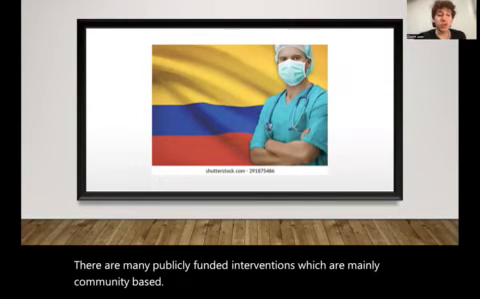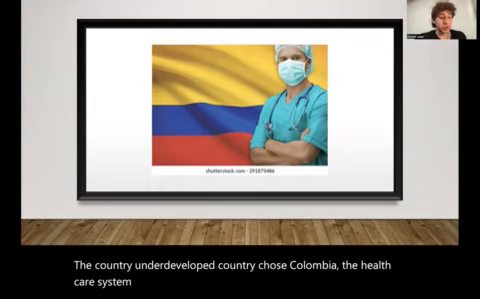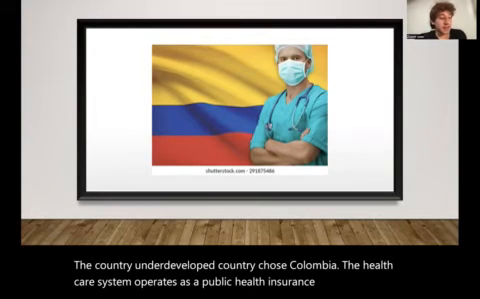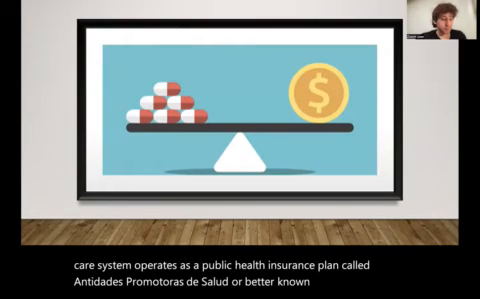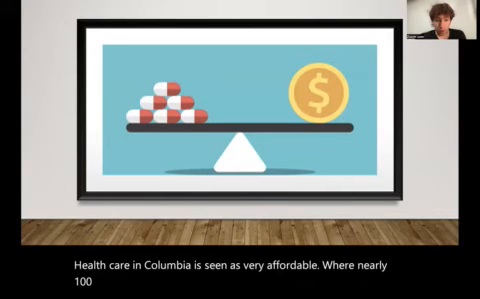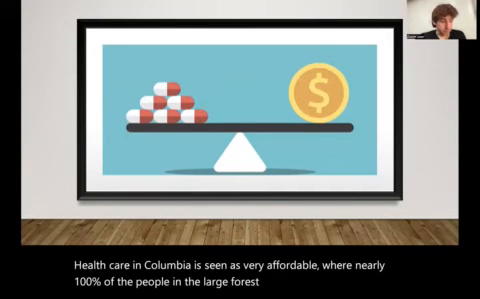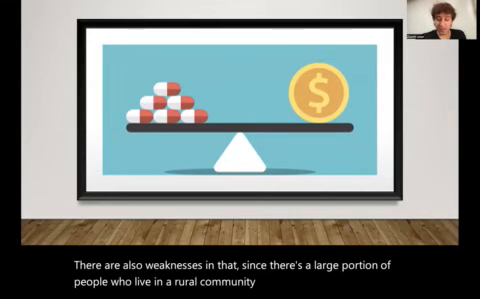The underdeveloped country I chose is Colombia. The healthcare system operates as a public health insurance plan called Entidades Promotoras de Salud, or better known as EPS. Healthcare in Colombia is seen as very affordable, where nearly 100% of the people in the large four cities are covered. There are also weaknesses in that since there's a large portion of people who live in rural communities, they will not have the best access to it.